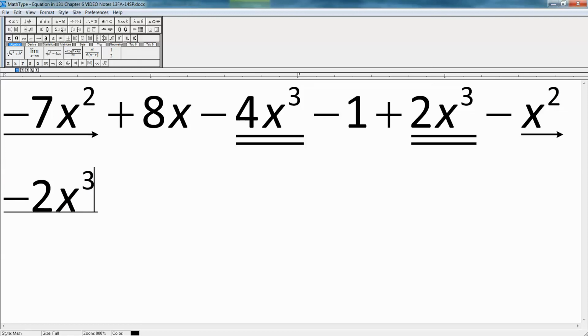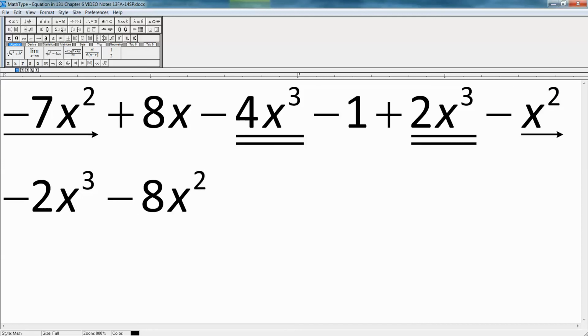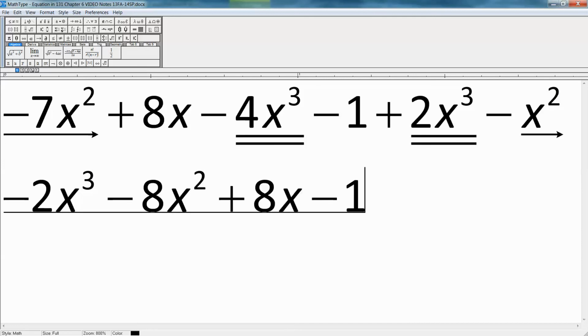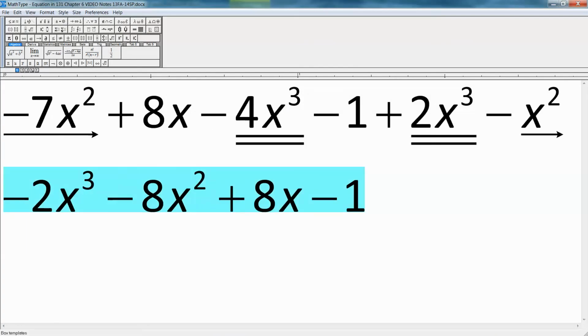There, the double underlined ones are gone. Now I'm going to do the arrow ones next. Negative 7x squared minus another x squared, because there's a 1 here. It's hidden, right? So that makes minus 8x squared plus 8x minus 1. And we're done. Combined like terms.